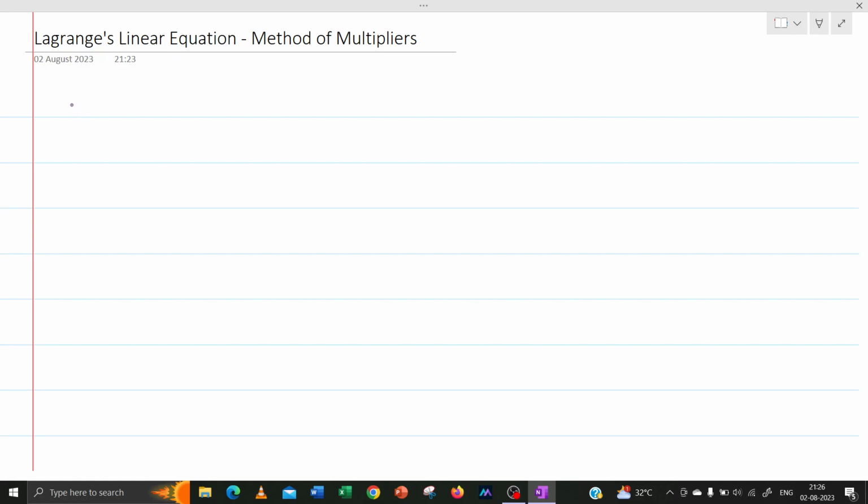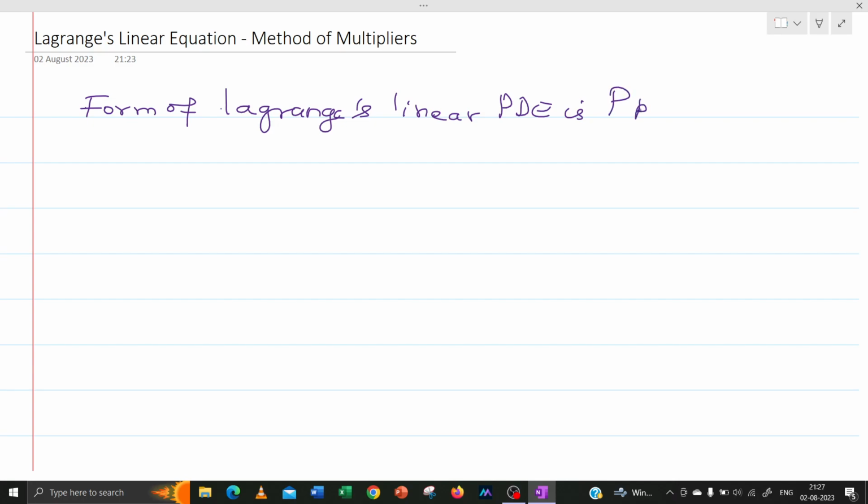For this, first you have to define what Lagrange's linear equation is. The Lagrange's linear partial differential equation is of the form Pp + Qq = R. For this given equation, we have to write the subsidiary equation.